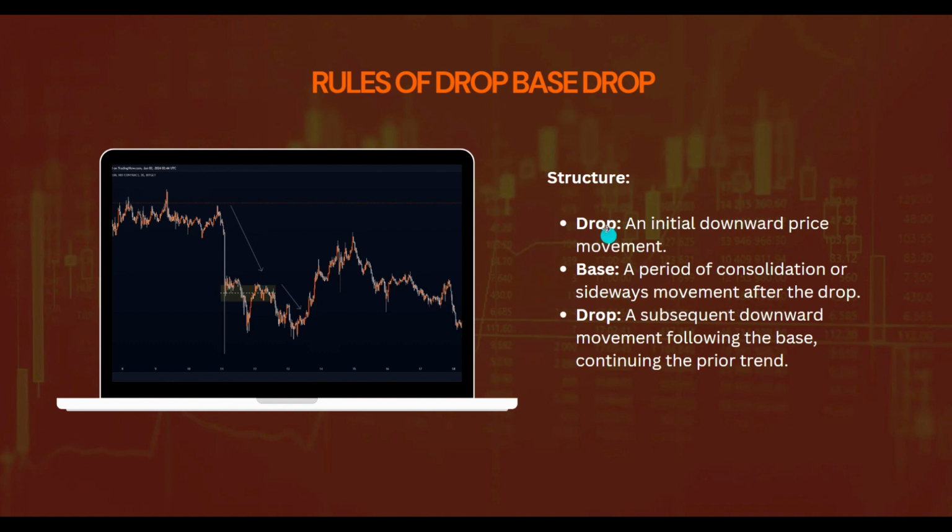So you can see that it had an initial downward price movement. Then it had some consolidation sideways after the drop. And then it had a continued downward movement following the base, which is continuing the prior trend.